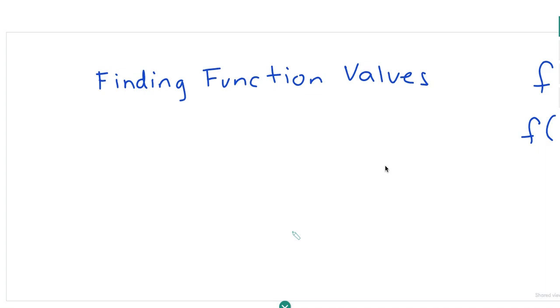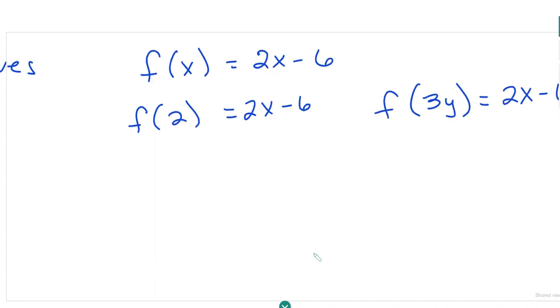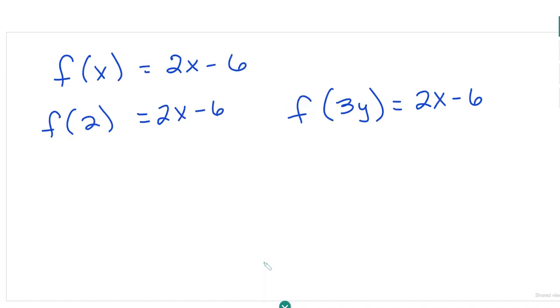To be practicing finding function values. So the first function that we're going to work with is the f function. And this f function says that the function is 2x minus 6.